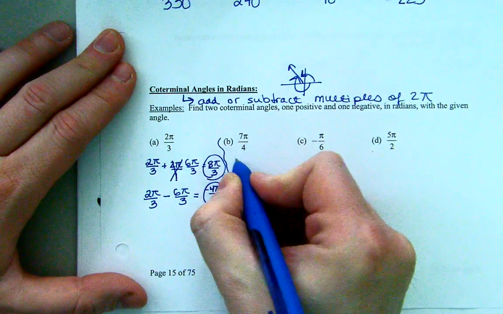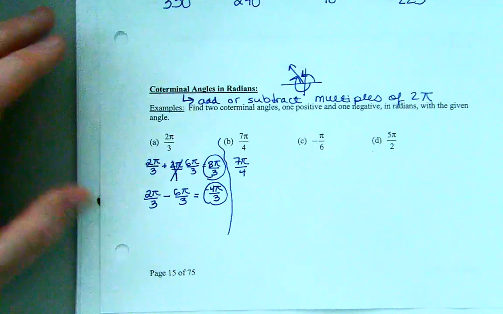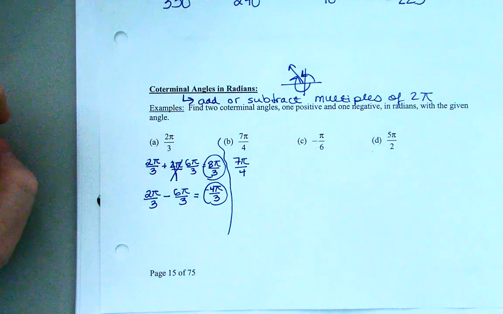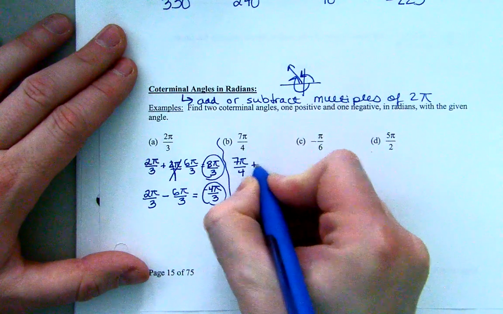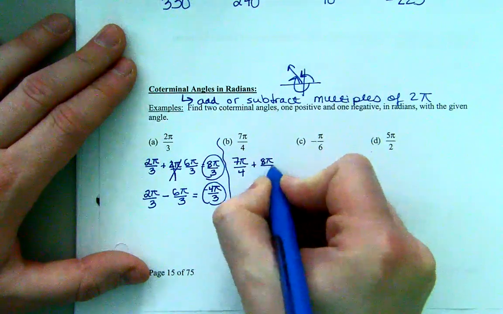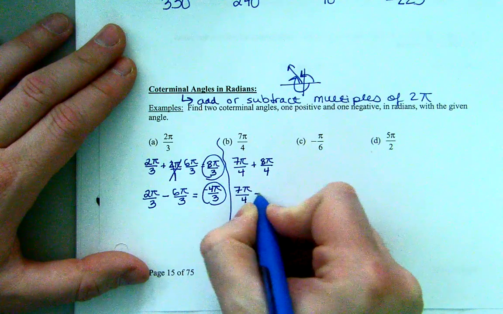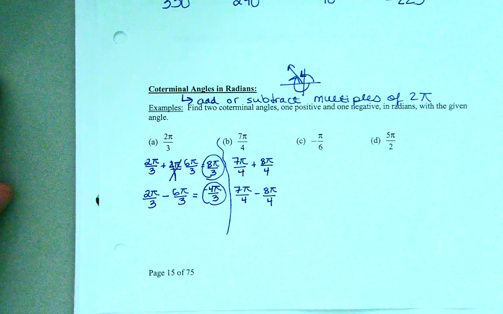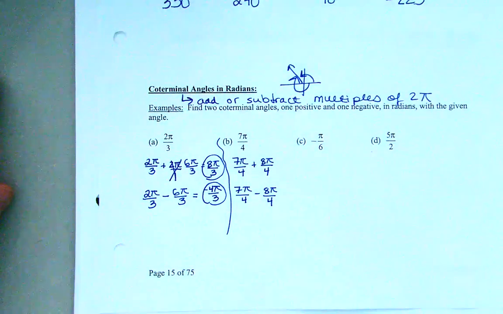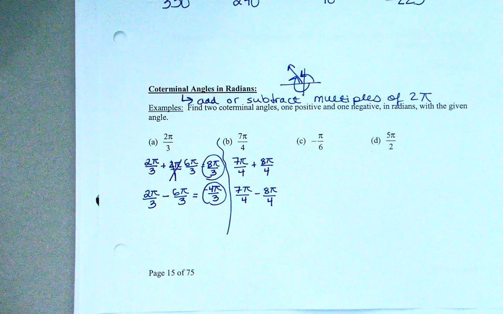Next, 7 pi over 4. I need to add 2 pi. What do you really want to call it, though? 8 pi over 4. And I'm also going to go and subtract that. Go finish B, and then do C and D on your own.